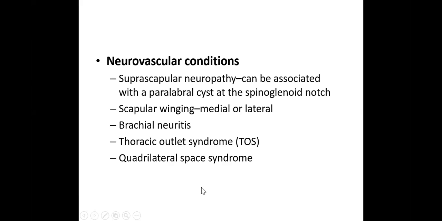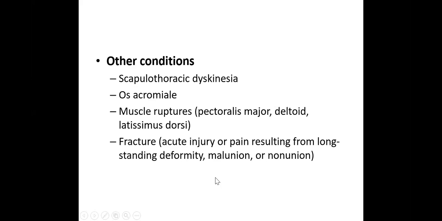Of the neurovascular conditions, suprascapular neuropathy can be associated with a paralabral cyst. इसलिए अगर पैरालेबरल सिस्ट मौजूद है तो ये भी देखना है कि वहां पे सुप्रास्केपुलर न्यूरोपैथी है कि नहीं at the spinoglenoid notch. स्कैपुलर विंगिंग दिखनी चाहिए, medial lateral brachial neuritis, thoracic outlet syndrome or quadrilateral space syndrome. Other conditions: scapulothoracic dyskinesia, muscle ruptures such as pectoralis major and latissimus dorsi, and fracture. Acute injury or pain resulting from the long-standing deformity involving the nonunion.